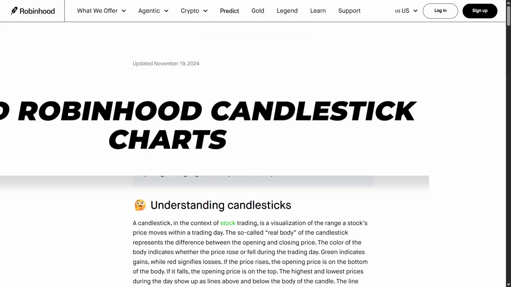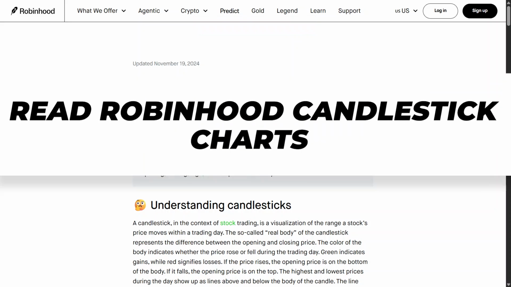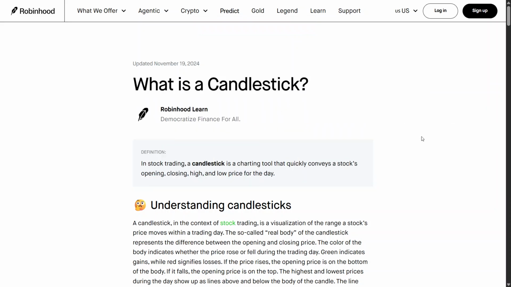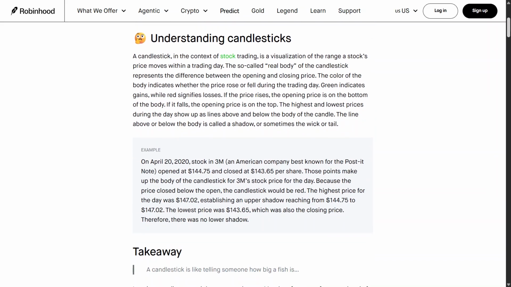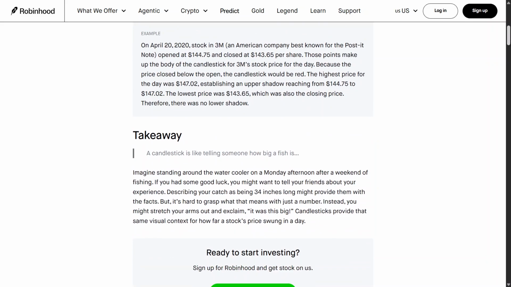Hi everyone, in this video we will show you how to read Robinhood candlestick charts. Candlestick charts are one of the most popular tools used in technical analysis. They help traders understand how a stock's price moves over time by showing the opening price, closing price, highest price, and lowest price for each time period.